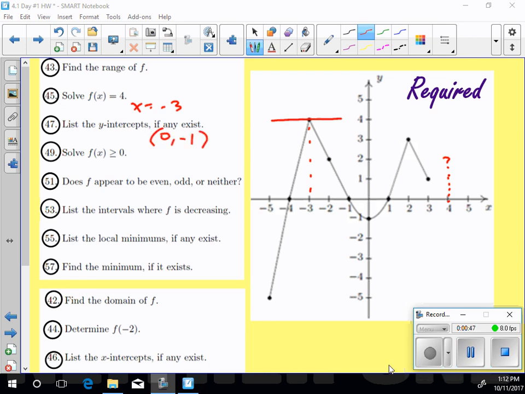Oh, this is a good one. Where is f of x greater than or equal to 0? That's asking me for x values at which the function is greater than or equal to 0. Well, here's where the function is greater than or equal to 0. So what x values would give me that? Closed.